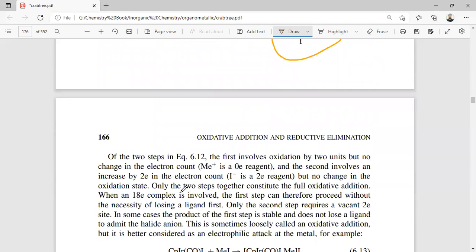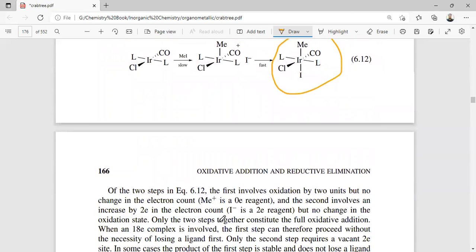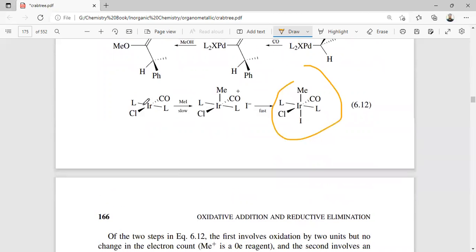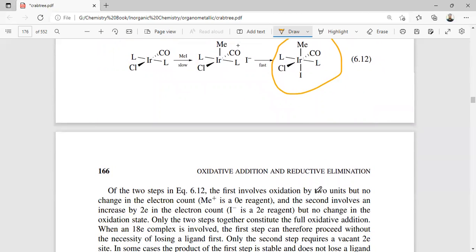So of these two types of steps, the first involves the oxidation of the metal by two units. So here these are two-step reactions. So here the first involves the oxidative addition, changing the oxidation state of the metal by two units with no change in the electron count, and the second involves an increase of the two electron count but no change in the oxidation state. So only these two steps together constitute a full oxidative addition.